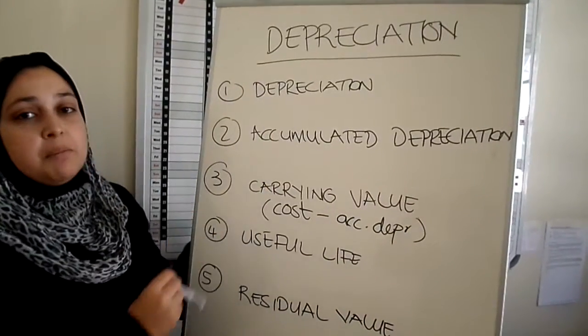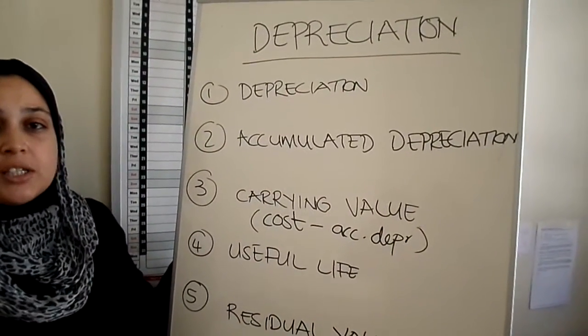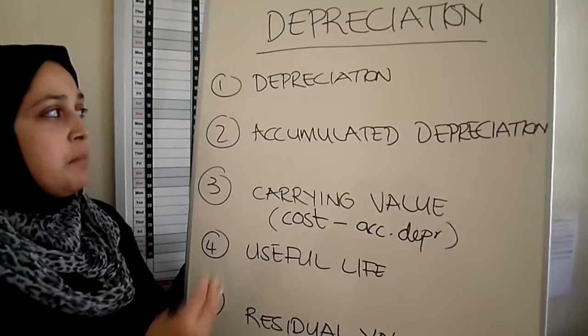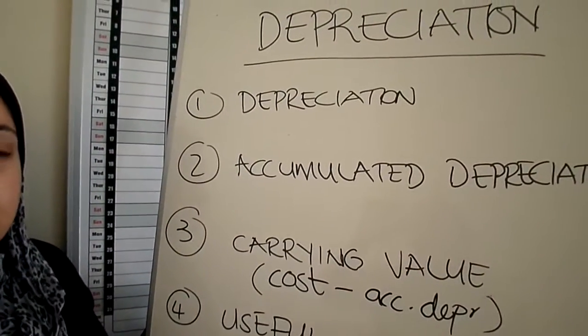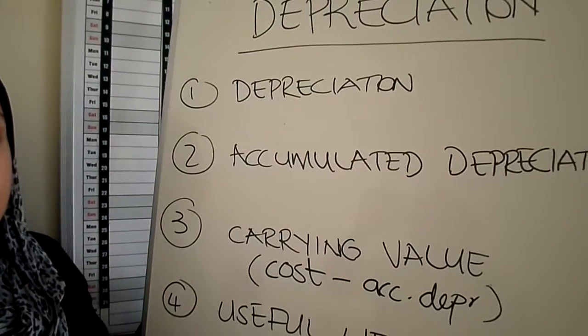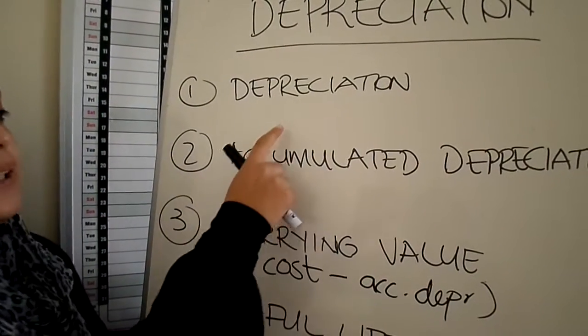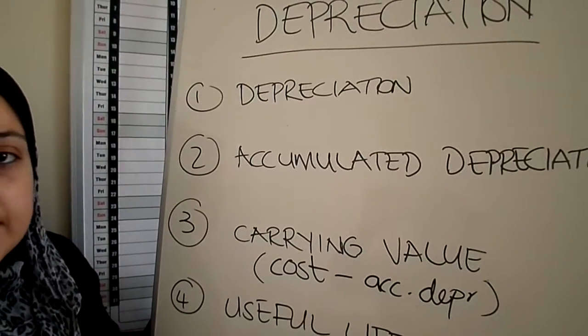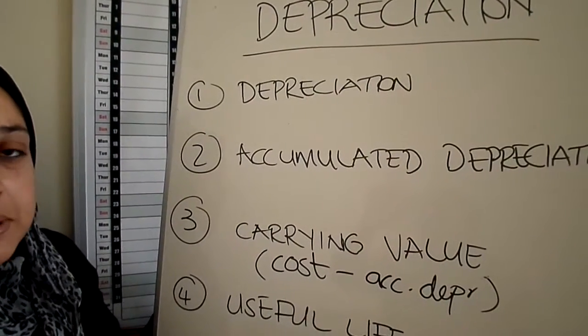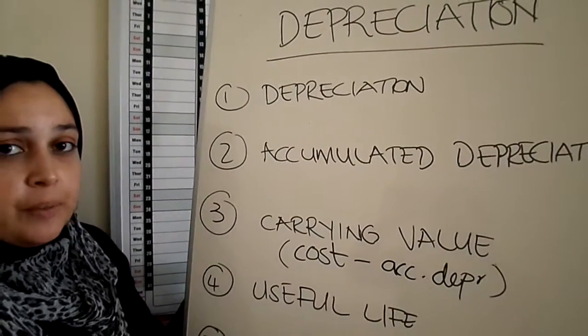The first one is depreciation. Now depreciation is your expense. Okay, so that means you'll find this account in the statement of profit or loss and other comprehensive income as part of your expenses. At the end of every year, you calculate depreciation on all of your non-current assets besides land. So all other non-current assets will be subjected to depreciation.